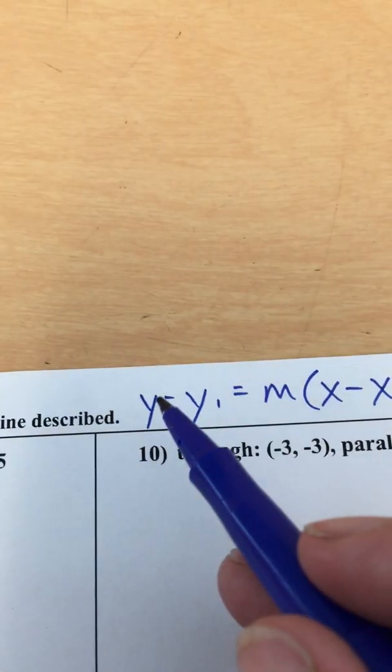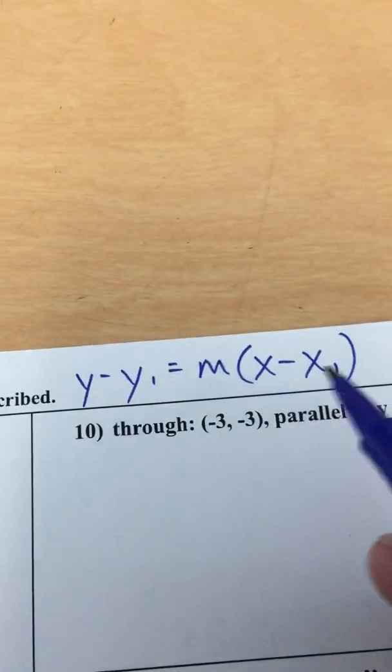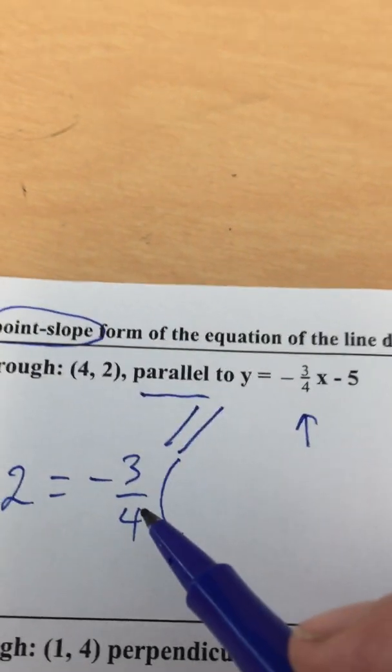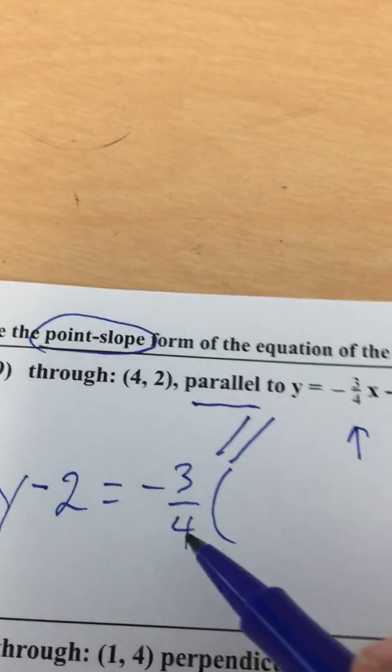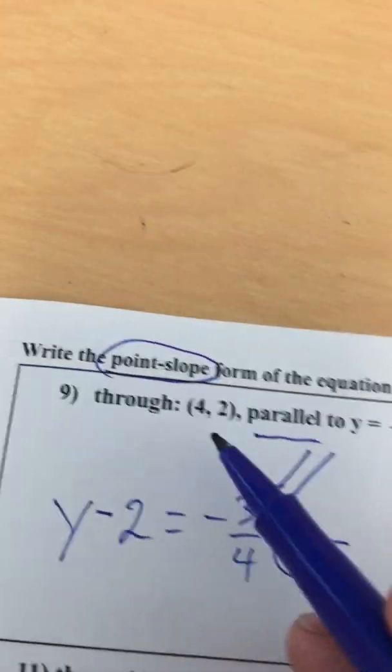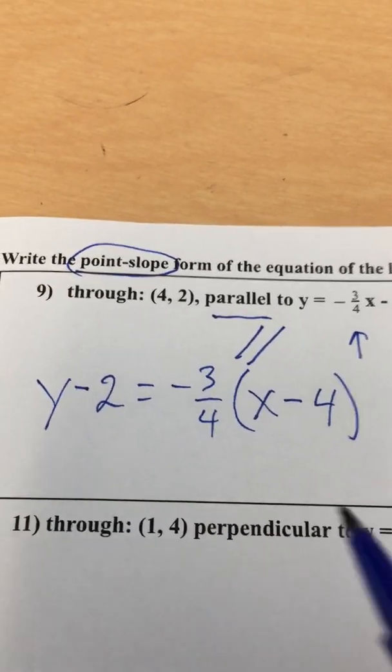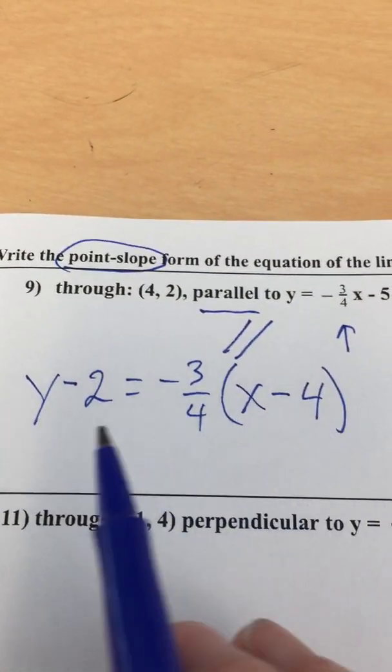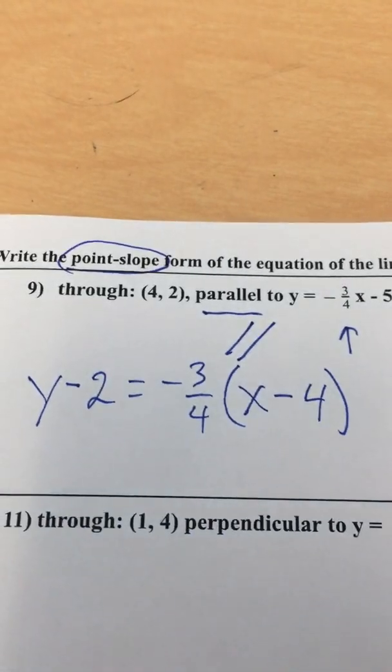Parentheses. I'm literally just following this down. Y minus y equals m parentheses x minus the x number. So I did the y minus y equals m parentheses x minus the x number, and the x number is a 4, and close it off. That is the equation. That is all you're doing, is dropping in the slope number, dropping in the x and the y, the point. 4 and 2.